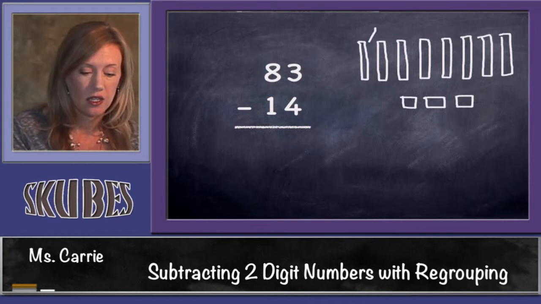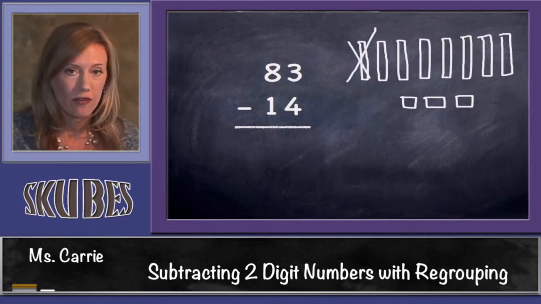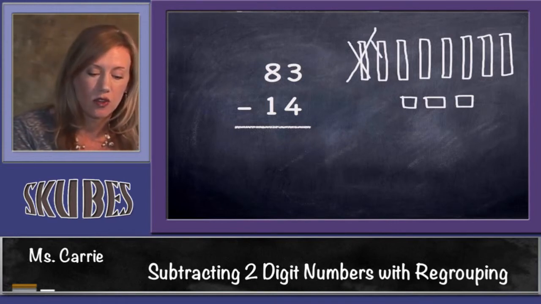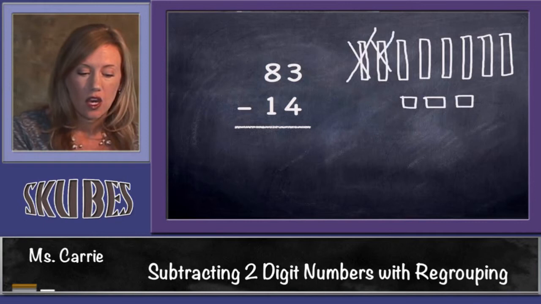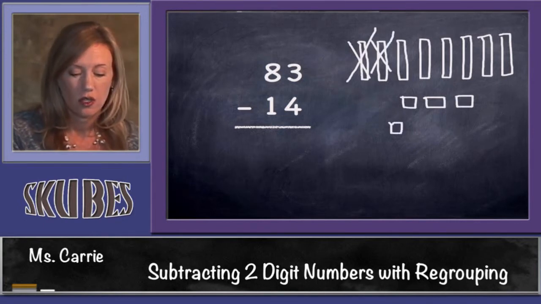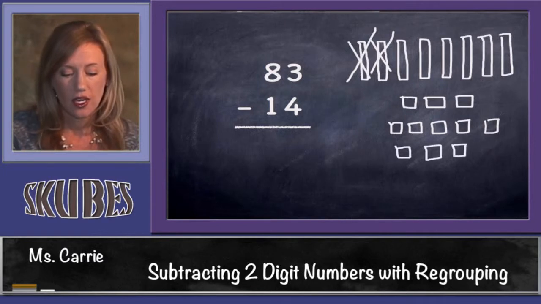So we'll take 10. Now if you look at the ones, we don't have 4 ones. So we're going to do what we did last time. We're going to take another 10 away, and we're just going to replace it with 10 ones. 1, 2, 3, 4, 5, 6, 7, 8, 9, 10.